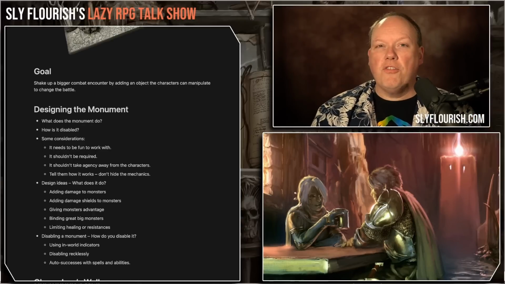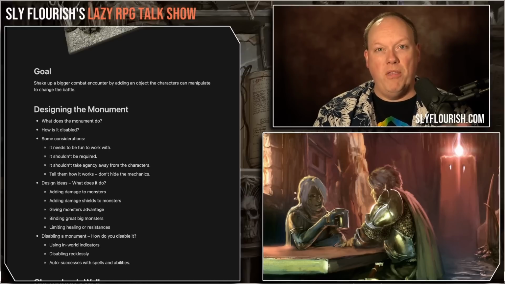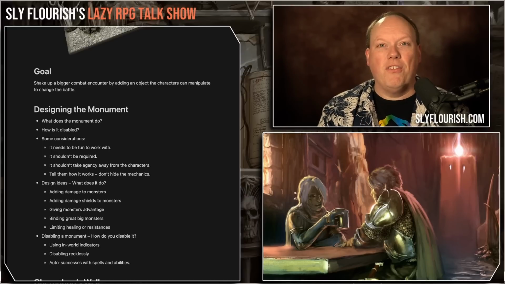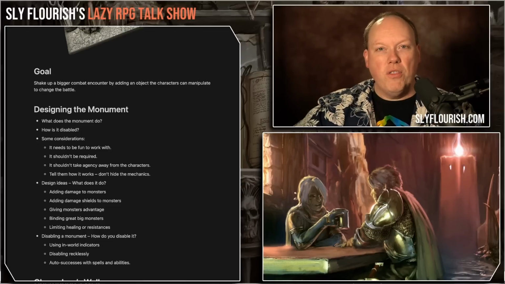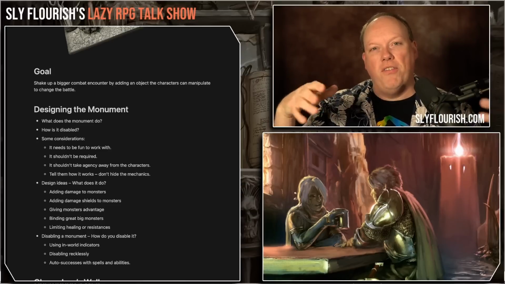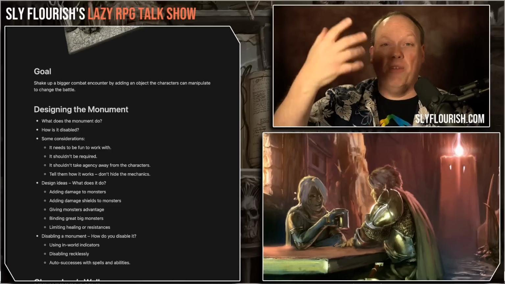Another one which could be kind of interesting is limiting healing or resistance. If you have a fire monument, the fire monument gets rid of any of your elemental resistance or any of your fire resistance or immunities. So if you happen to be resistant to fire, the heat of this thing is burning through your resistances, which means other fire monsters are able to do full damage unless you get rid of the monument, in which case you get your resistance back.